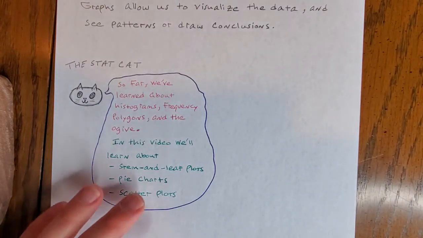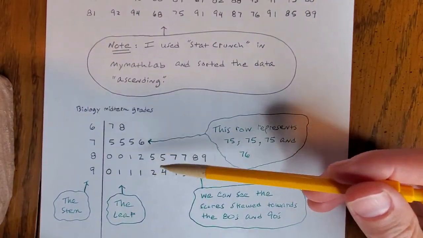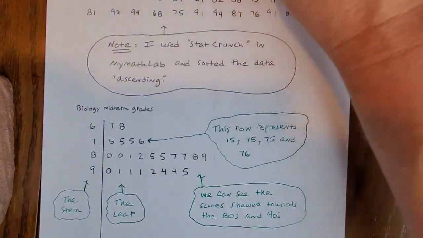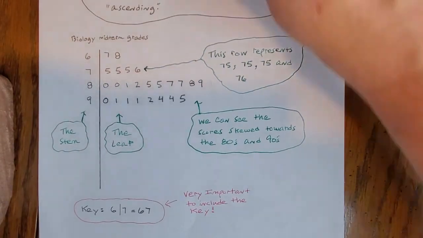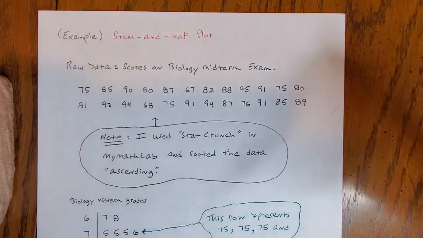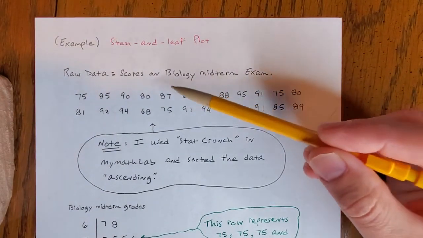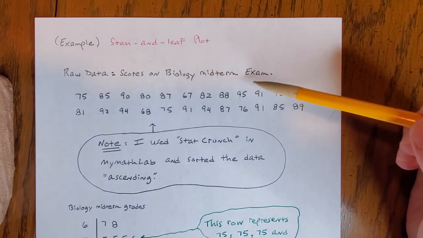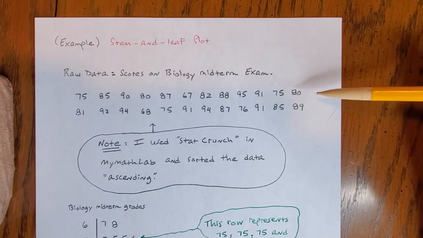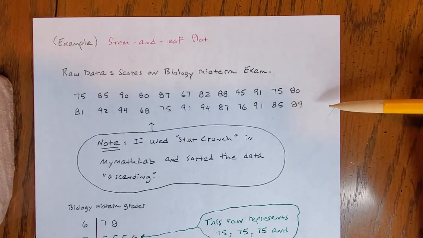Now, let's start with the stem and leaf plot. The stem and leaf plot is something that to me looks very strange the first time you see it, okay? But it's, I think, simpler than anything we covered in the last video. But let's talk about it like this. So, an example for the stem and leaf plot. Suppose that these are the scores on a biology midterm exam, okay? So this is the raw data. It's unsorted. The numbers appear random, okay?